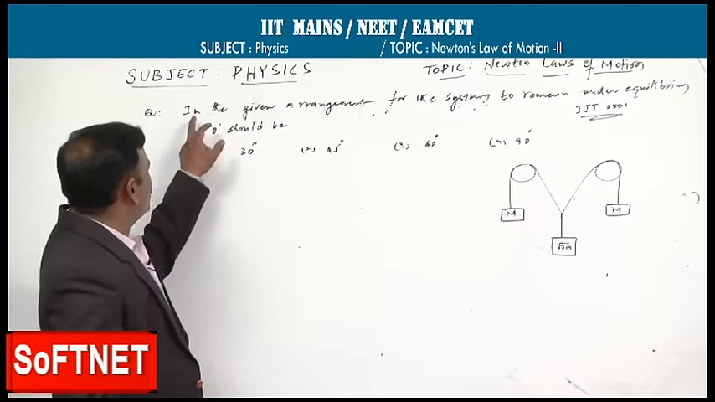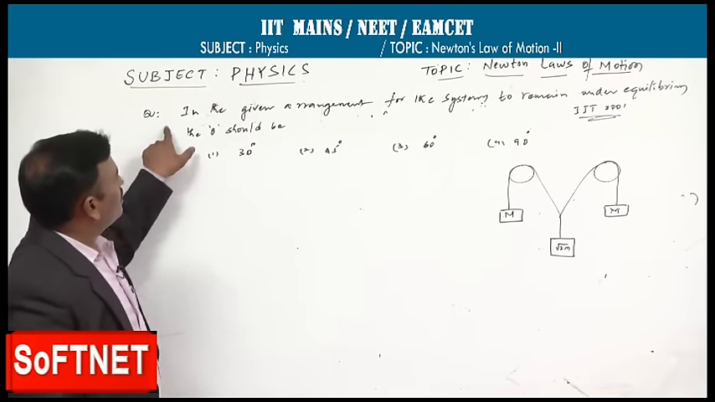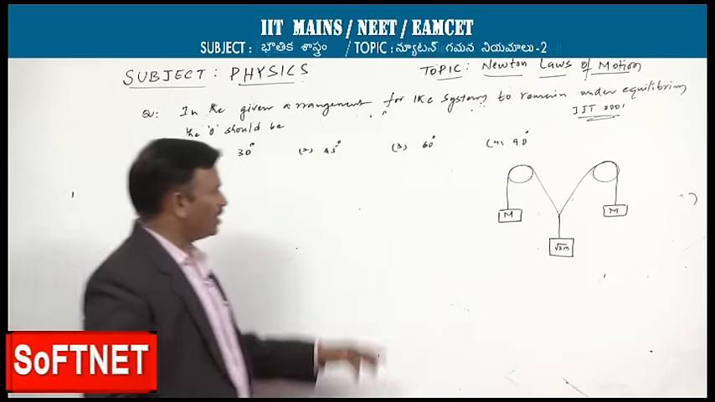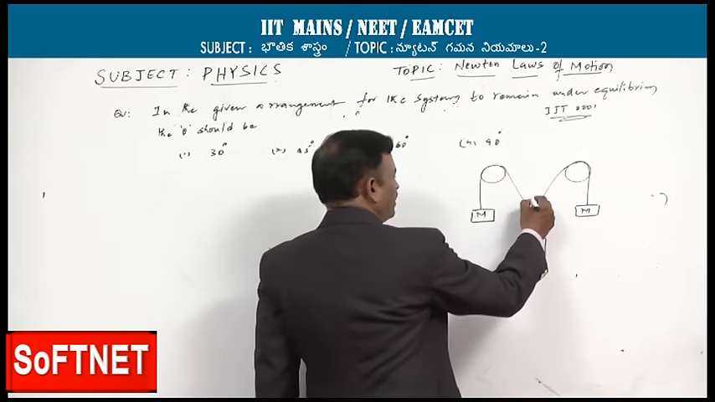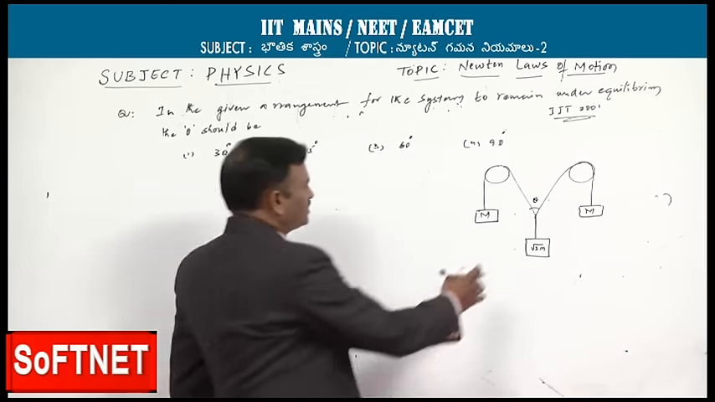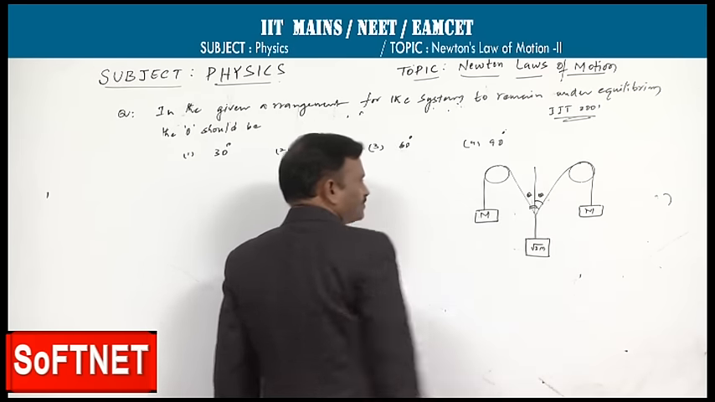Let us take another model in Newton's laws of motion. In the given arrangement, for the system to remain in equilibrium, what should the angle theta between them be? That is the question we need to find out. It is a theta, and this is also theta.